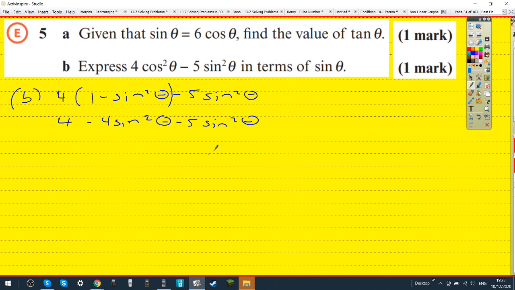And fully simplifying, it would be 4 minus 9 sine squared theta. That's the final answer. Well done. I think you've got the hang there.